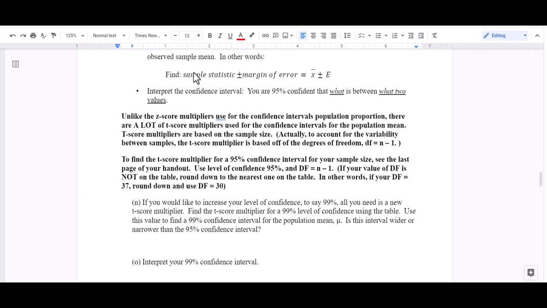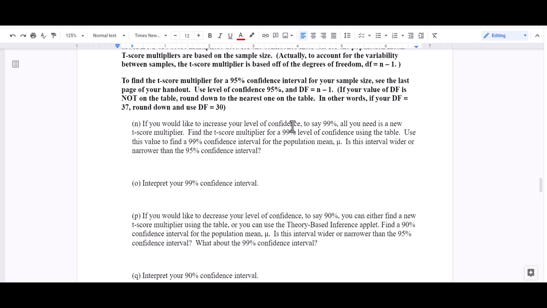So unlike the z-score multipliers used for the confidence intervals when we had population proportions, there are t-score multipliers used for the confidence intervals for quantitative data, the population mean. The t-score multipliers are based on the sample size and account for the variability between samples. So as you take samples of the same size from the same population, we adjust by one data value. That's why our degrees of freedom are n-1. And so if we increase the level of confidence, say to 99%, you need a new t-score multiplier.